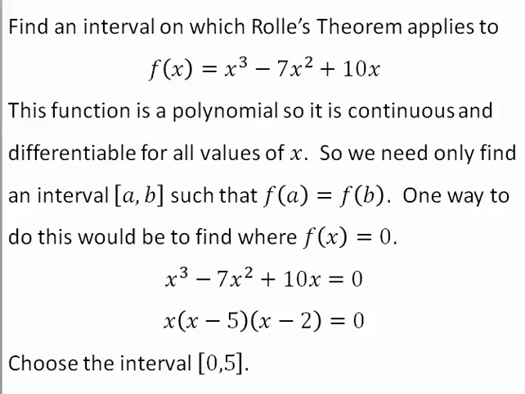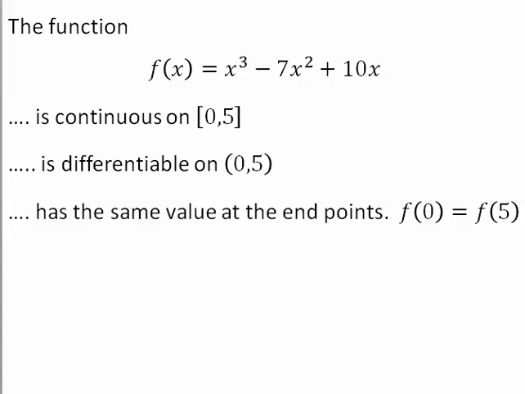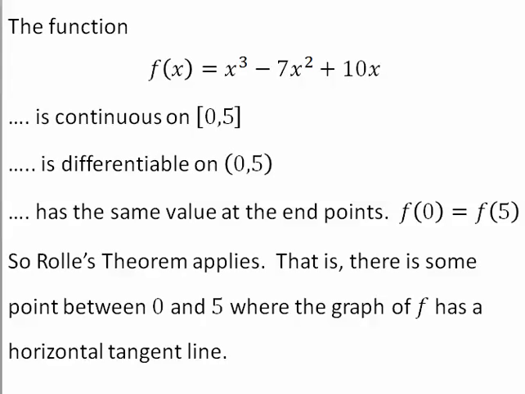It has 3 zeros. I have a few choices of intervals, but if I choose the interval 0 to 5, then that will work. So on the closed interval 0 to 5, my function is continuous, and it's differentiable on the open interval, and it has the same value at the endpoints. So Rolle's theorem applies. That is, there is some point between 0 and 5 where the graph of f has a horizontal tangent line.